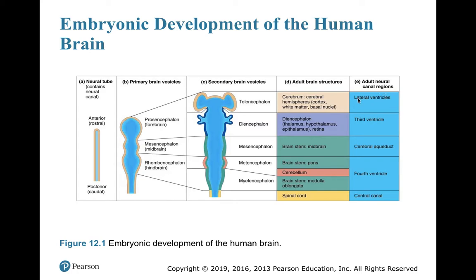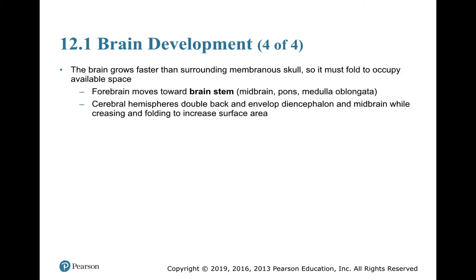There are also the canal regions of this neural tube, which will give us the lateral ventricles, the third ventricle, a structure called the cerebral aqueduct, which connects to the fourth ventricle, and then the spinal cord still has a central canal running through it. So it's a way to look at where these adult structures came from, giving you a little bit of information in the background.